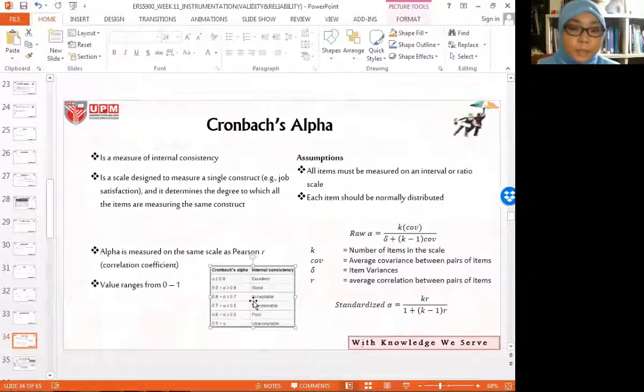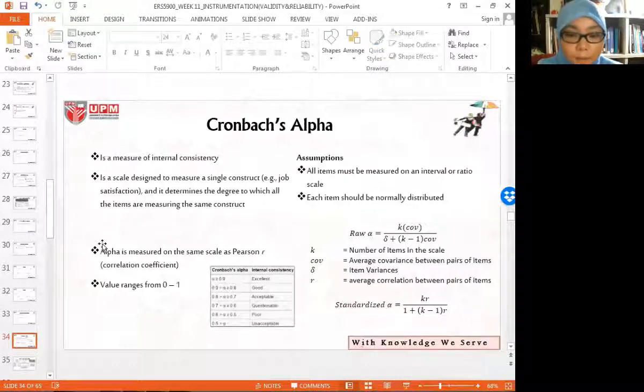Okay, the Cronbach alpha scale ranges from 0 to 1. So kalau the value of Cronbach alpha is lesser than 0.7, it is questionable. As much as possible, we want the value of Cronbach alpha to range from 0.7 and above. Kalau 0.7 and below ni, they're questionable. The items tu might not be reliable. Okay.